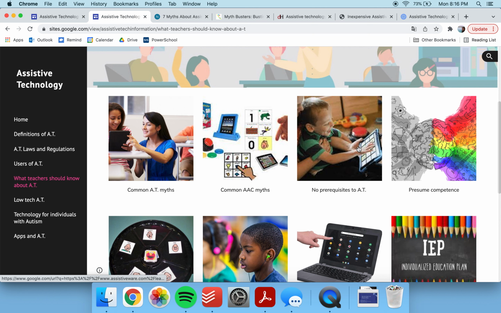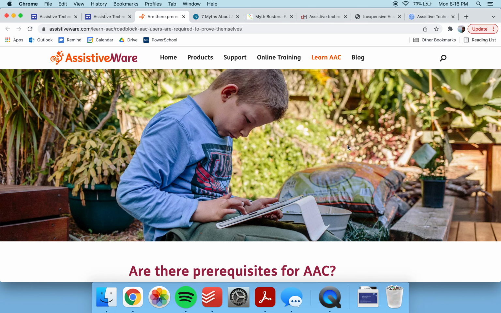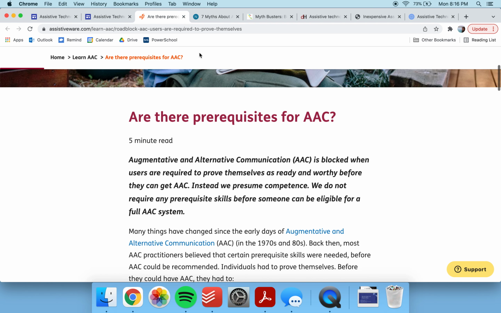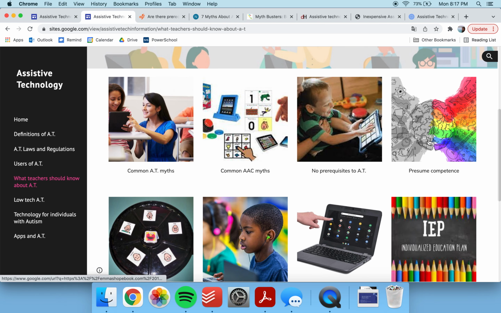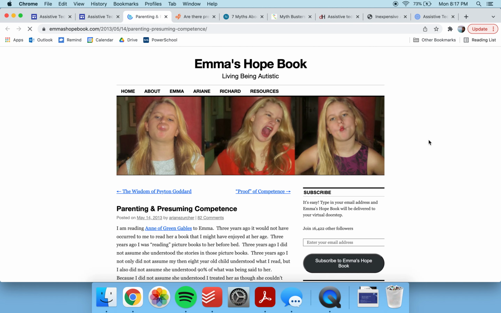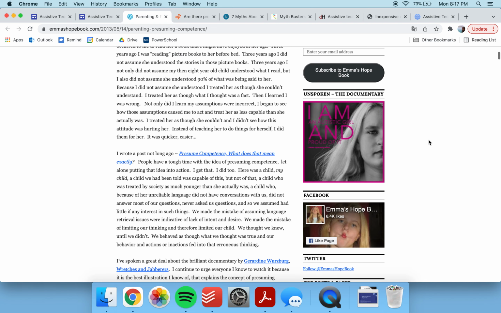Next, I wanted to focus on there being no needed prerequisites to access assistive tech. And I just think it's important that educators keep in mind that any student can benefit from assistive tech, and it's really just up to us to find the right tools and resources. And then I found this really great blog post about presuming competence from a parent's perspective.